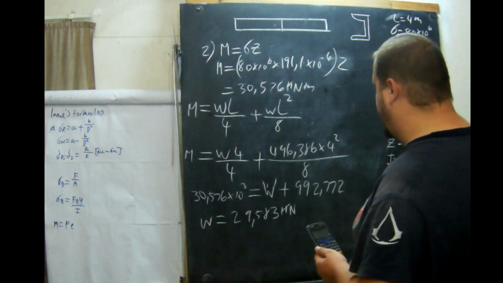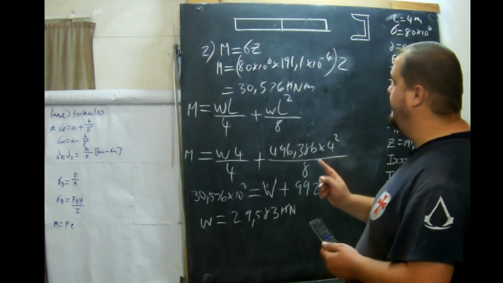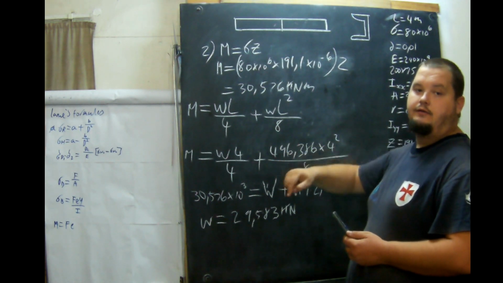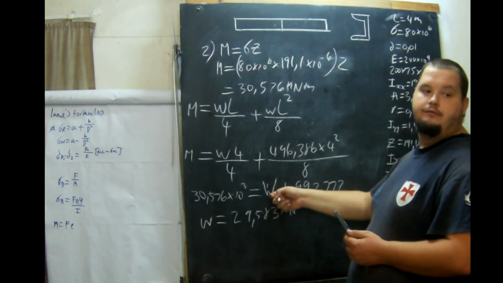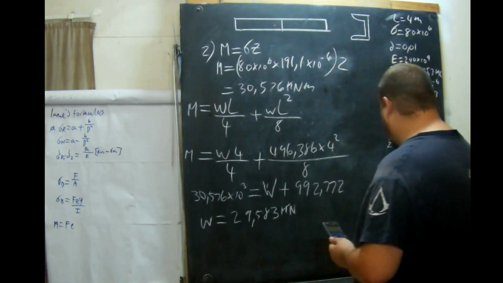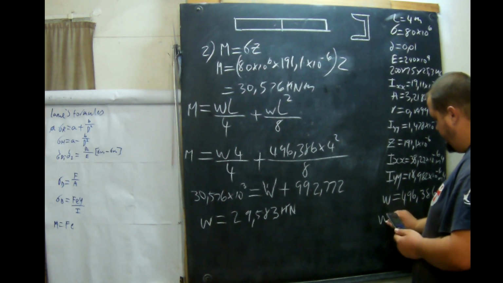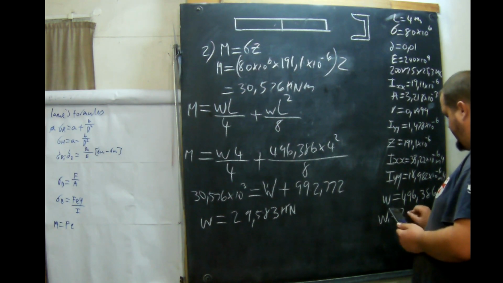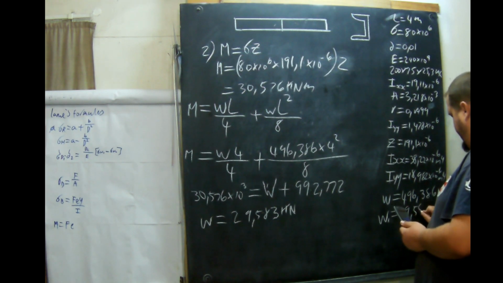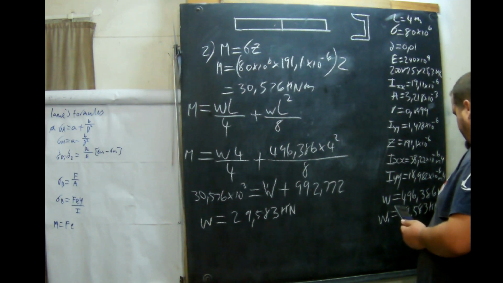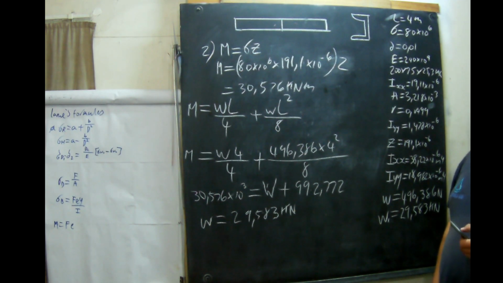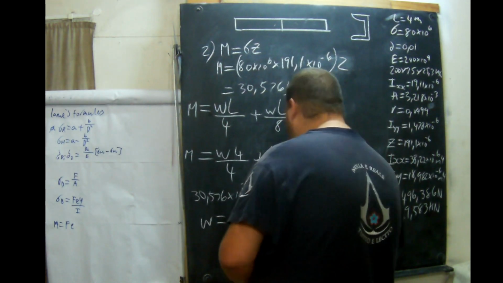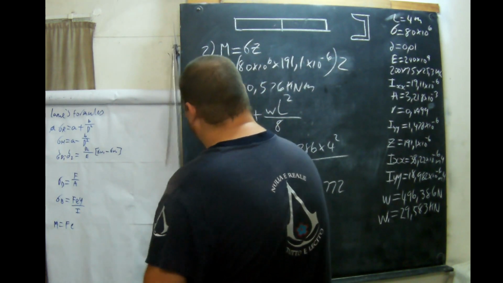Alright, so that is that weight taking your stress into account. Now we're going to take deflection into account. So it'll be a different W. But this one here is important for later. So big W, I'll say W1, is 29,583 kilonewtons. So, what we're going to do next is take deflection into account.